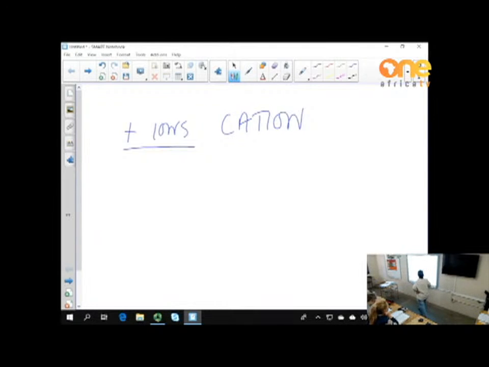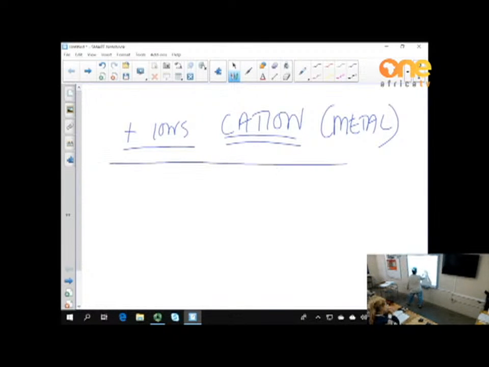Okay, people, in general, the cations are the metal ions. Now, we are going to have a look at the colors of these ions when we force them to form insoluble salts or solutions.